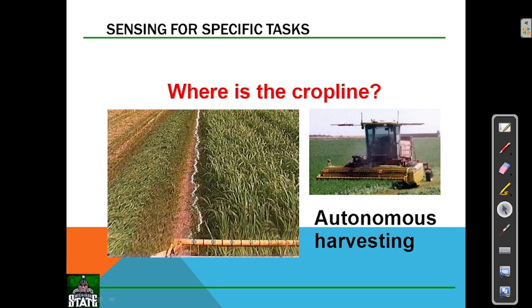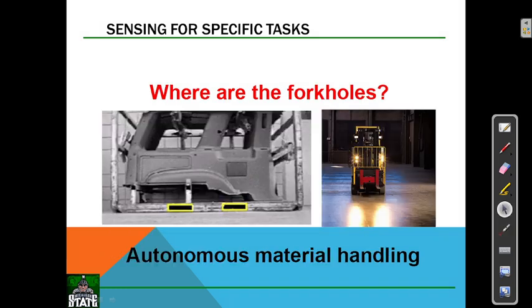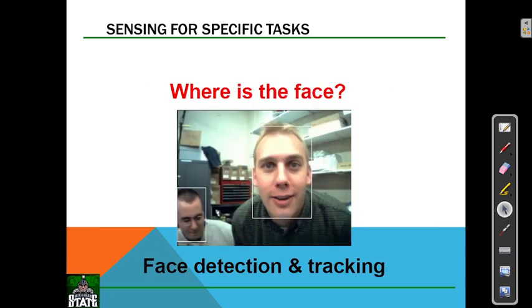As well, see here, this machine is used for automatic harvesting. Here is the crop line, because it shouldn't go outside from that particular land. So here also some sensor is used to not go outside. Likewise, the automatic material handling machine, where are the fork holes? Likewise, it will sense. This is also one of the sensors, a face detector.